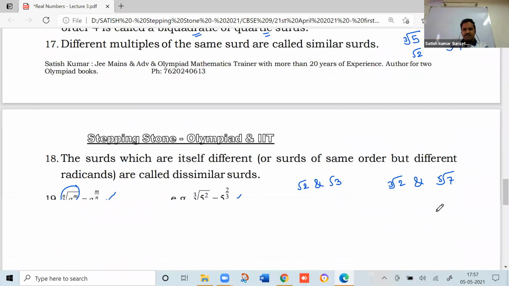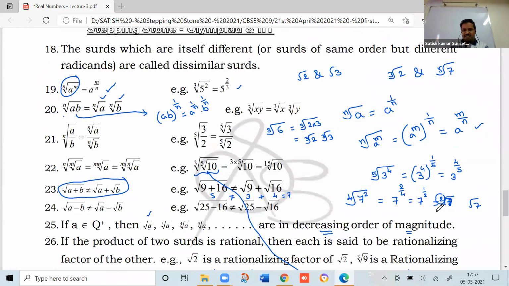These are very, very important properties. So practice all this compulsorily, and you should be able to say them in the next class when I ask you the properties. Will you do it? Yes, sir. Okay, fine.